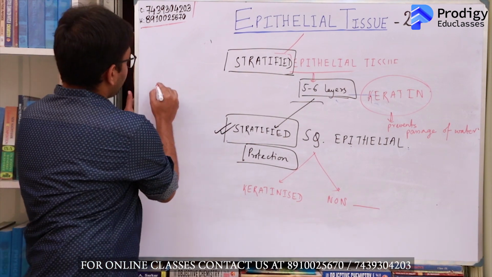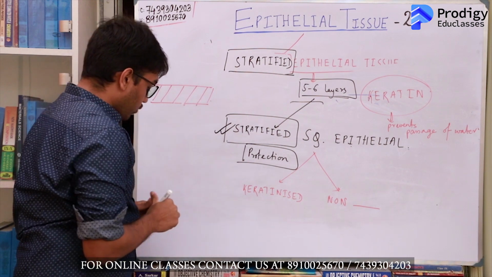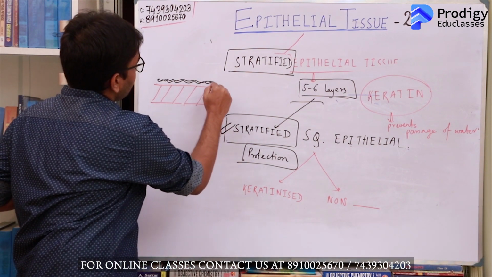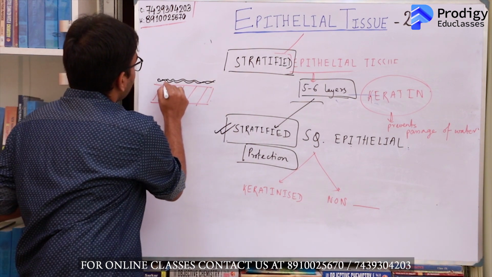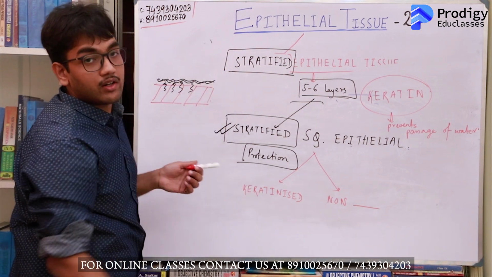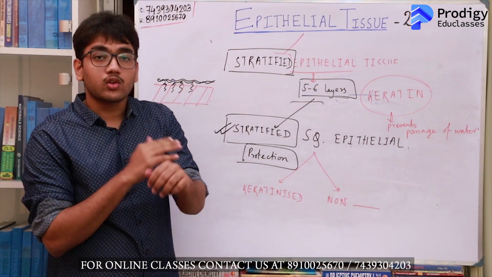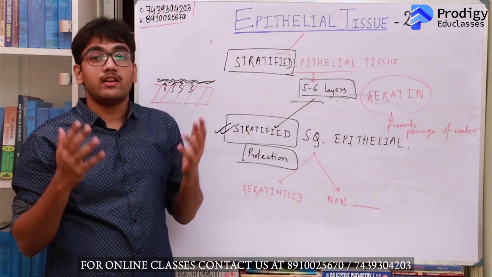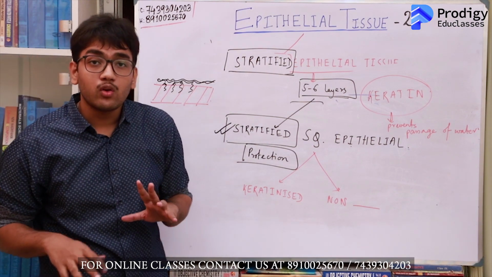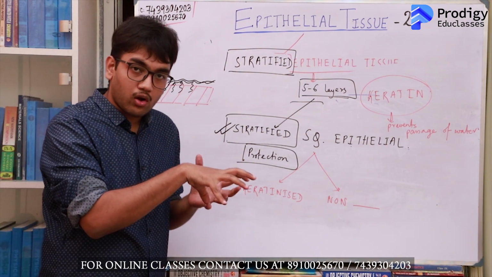Now suppose I have a stratified epithelial tissue over here. So what does a covering of keratin do? A covering of keratin ensures that no water will be able to pass from here across this covering of keratin. So imagine you have your skin. Now it is continuously exposed to various sources of heat. Imagine you have gone out, the sun is scorching. Now what will the sun tend to do? It will tend to dehydrate you. It will tend to draw out all water.